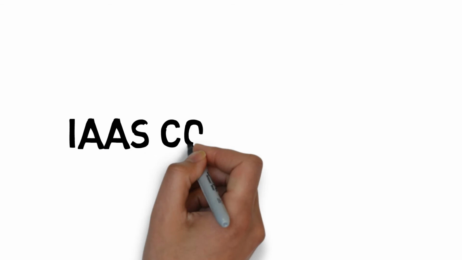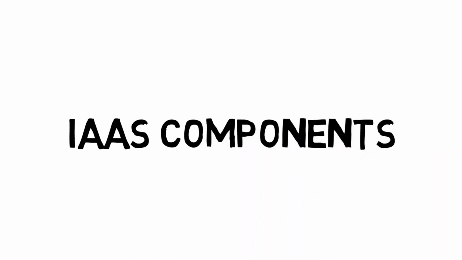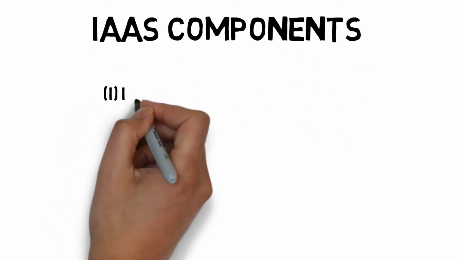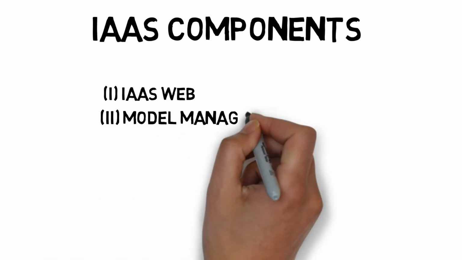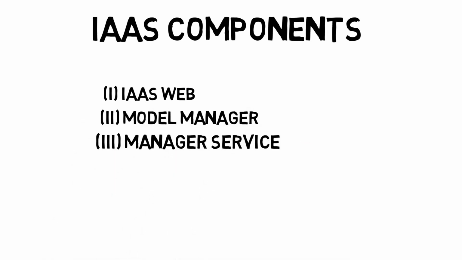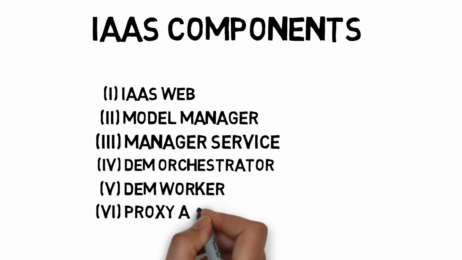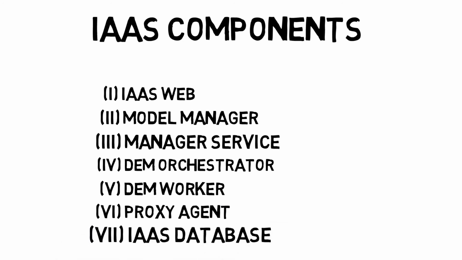Now, let's start with the IES components. Okay, so while talking about IES component, just so that you know, there are seven of them. The first one is the IES web. The second one is the model manager. Then comes the manager service. Then we have the demo orchestrator, the dem worker, the proxy agent, and the IES database.